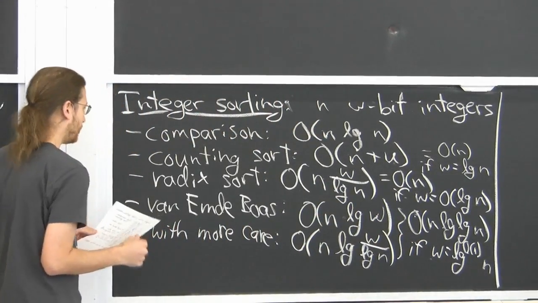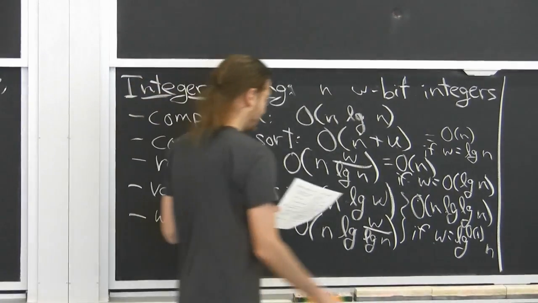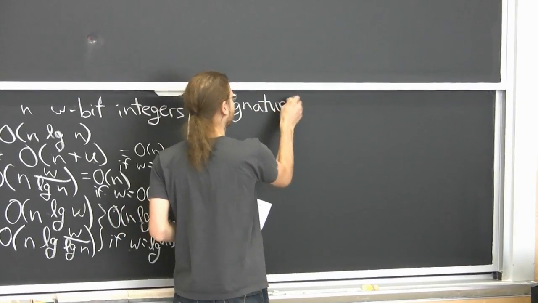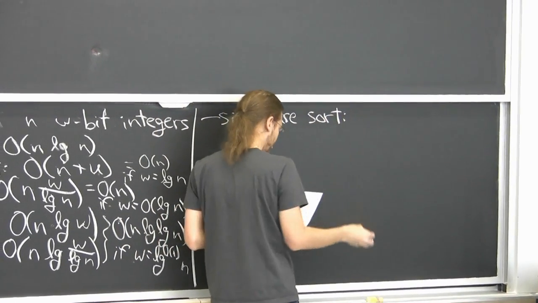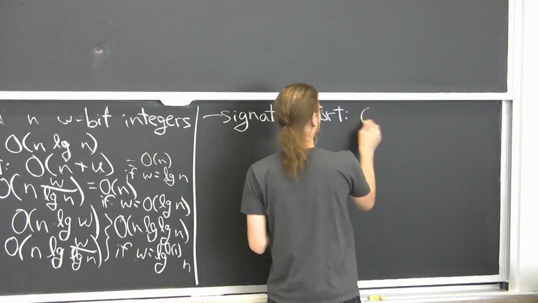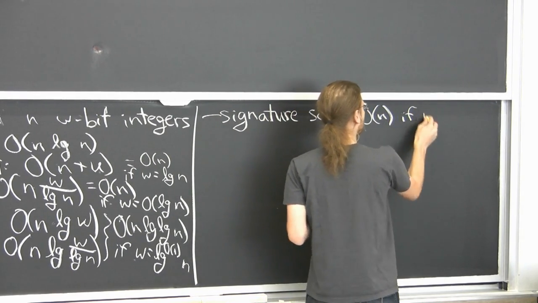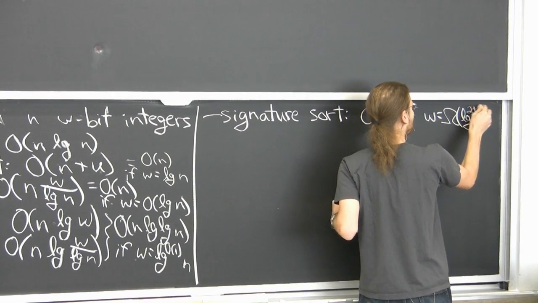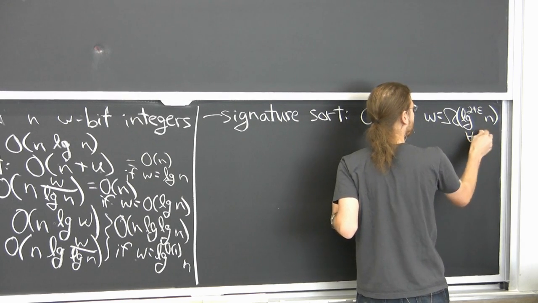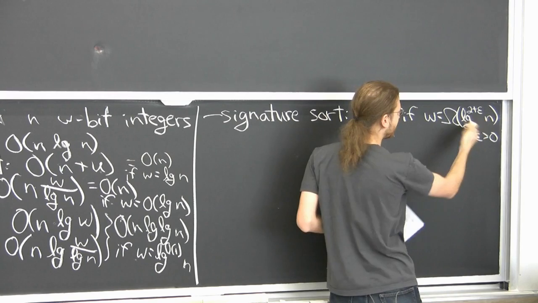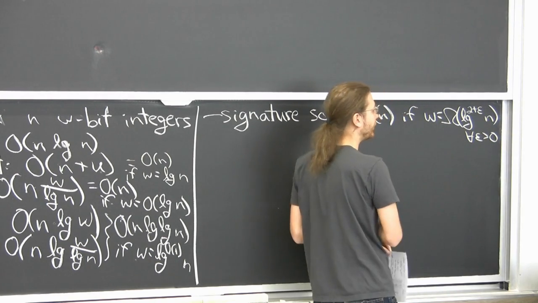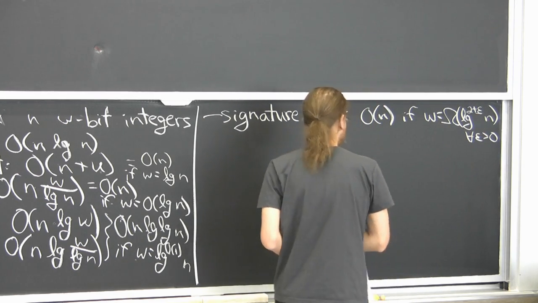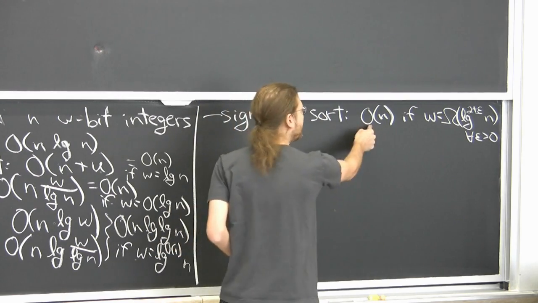Okay, why do we care? Because there's this other nice algorithm, signature sort, which covers all large word sizes. And this is an algorithm we will cover today. It only works when w is large, and large means log to the 2 plus epsilon n. This is no matter what epsilon is. In reality, it's probably log squared n times log log n squared, but let's be a little sloppy and just say a little bit bigger than log squared. And then it runs in linear time.